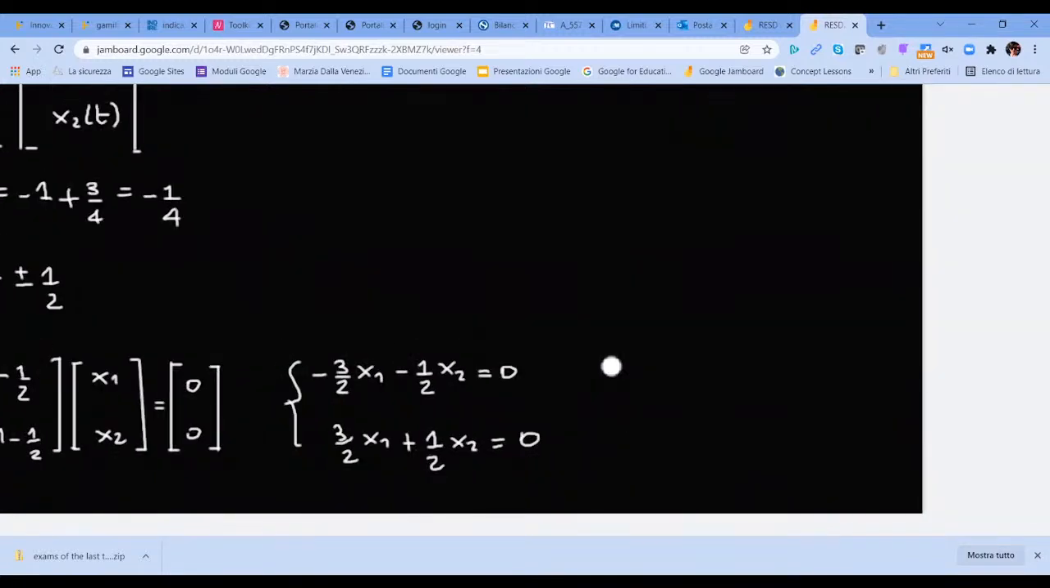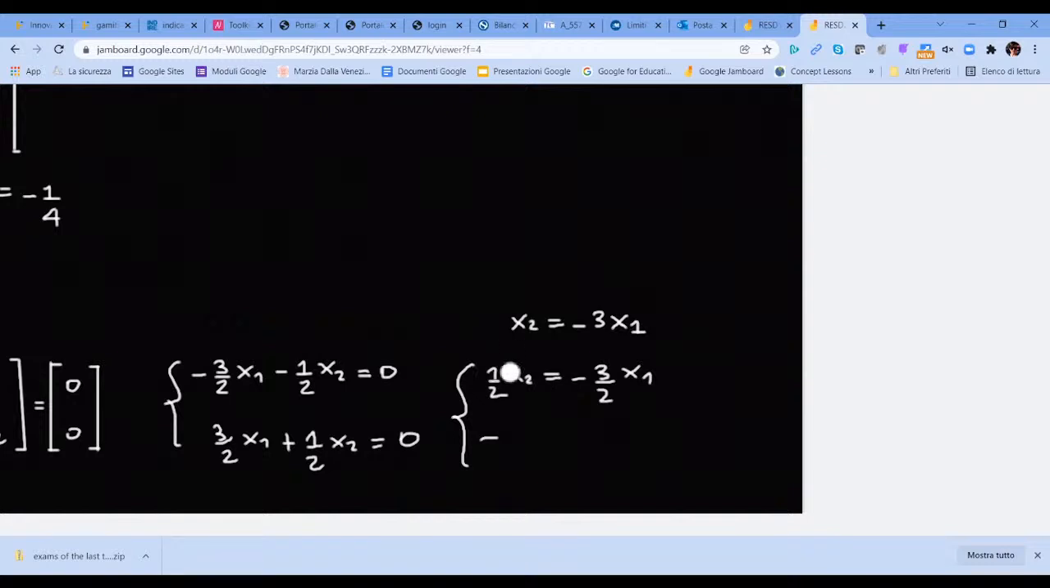So let's take x2. So we have 1/2 x2 equals minus 3/2 x1. Okay, I think the sign is right. So if we multiply both sides, we obtain x2 equals minus 3x1. Okay, and the same will come from the other one.